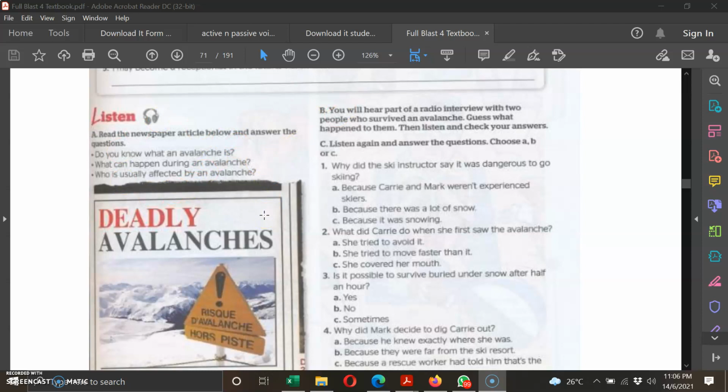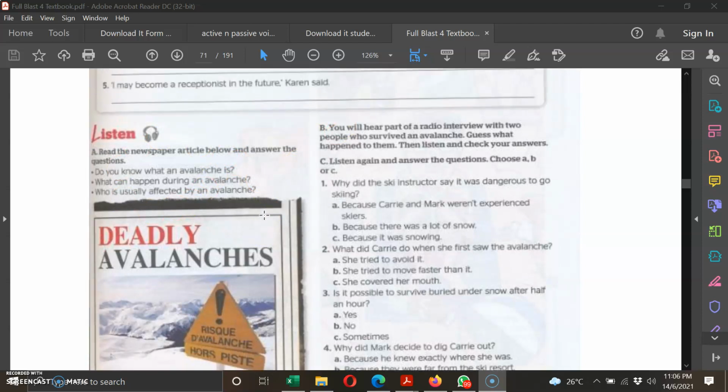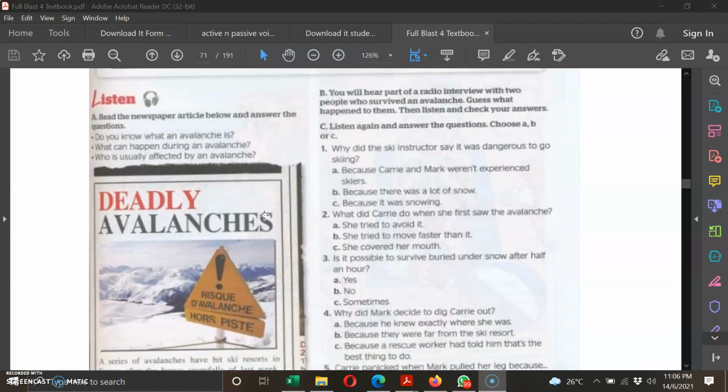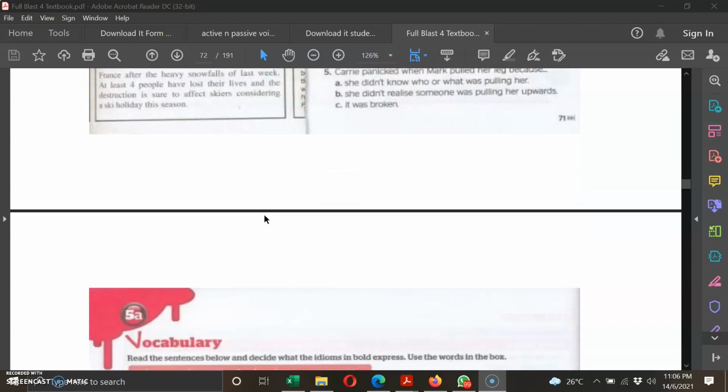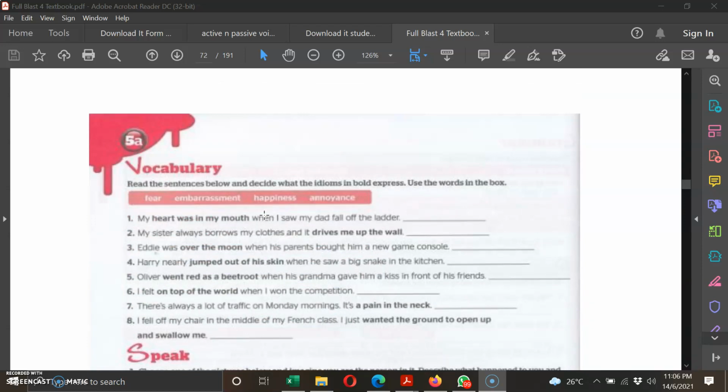Okay. Next. Part B and C. You will hear part of a radio interview with two people who survived an avalanche. Guess what happened to them? Then listen and check your answers. There are 5 questions. So I'm going to give you an audio clip later for you to listen.